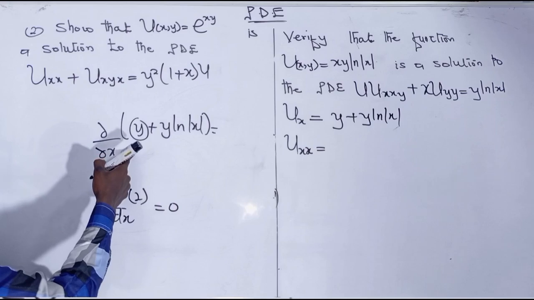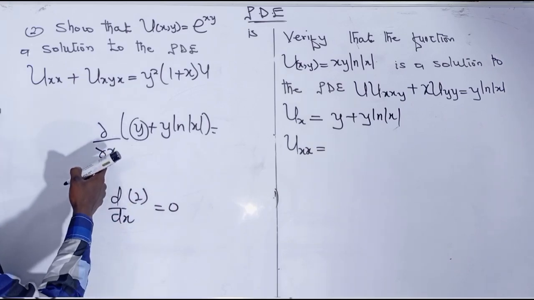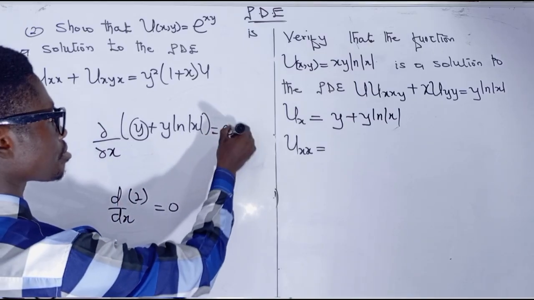So the same thing applies to that. The same concept applies to this. The y is treated as a constant because we are differentiating with respect to x. So this is going to give us 0.